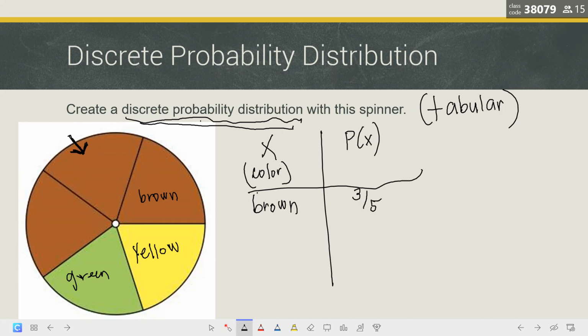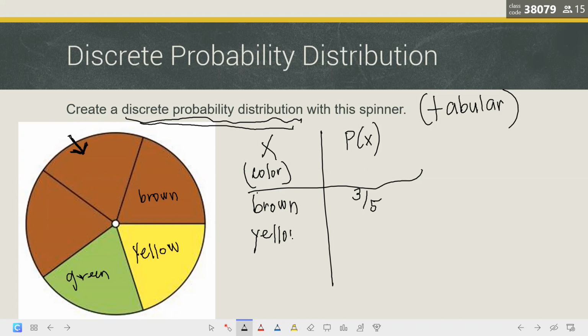Okay, very good. So the probability that a brown will appear in our spinner is 3/5. Why? Kasi out of the 5 regions that we have in our circle, in our spinner, 3 of the regions are brown. So malaki yung chance na brown yung lumabas, which is 3/5. Okay? So thank you, Anna. That's correct. How about yellow?